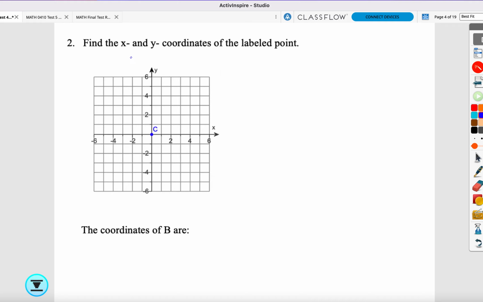Number 2, find the x and y coordinates of the labeled point. Oh, this is a C, not B. So C is right here at the middle. This is a positive one, negative one. So it's right here at the origin. So C is at the origin. What is the point of the origin? The origin is 0, 0. So that is where the point is, and we're done.